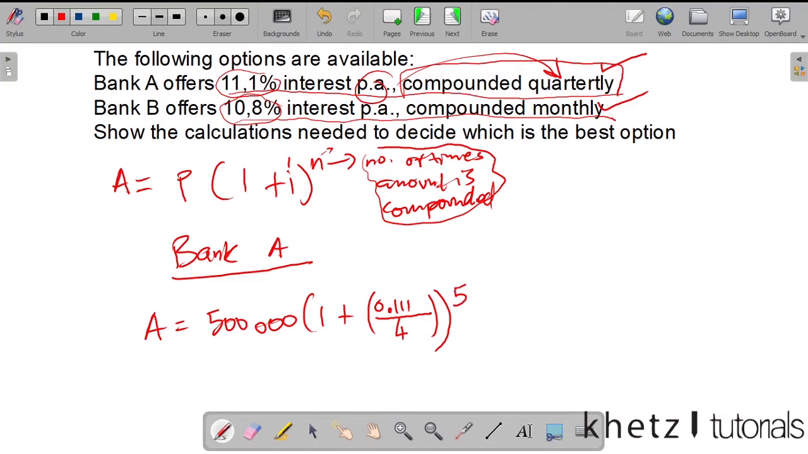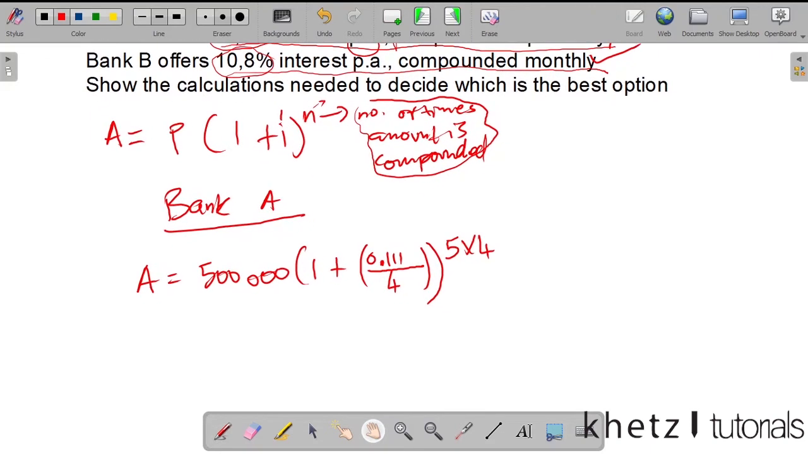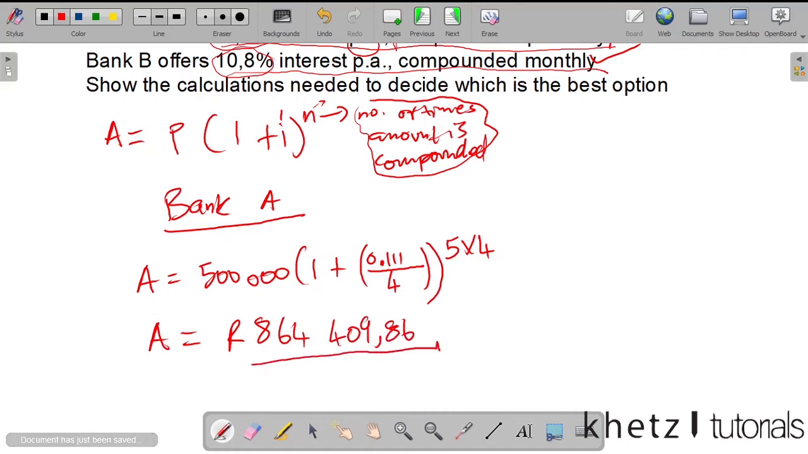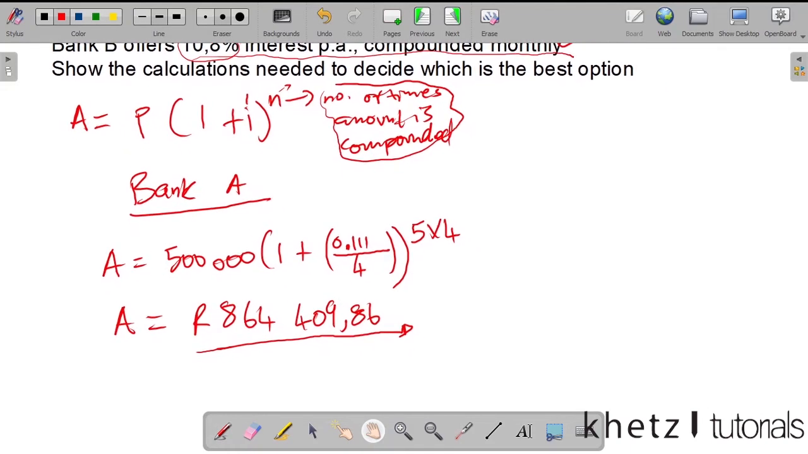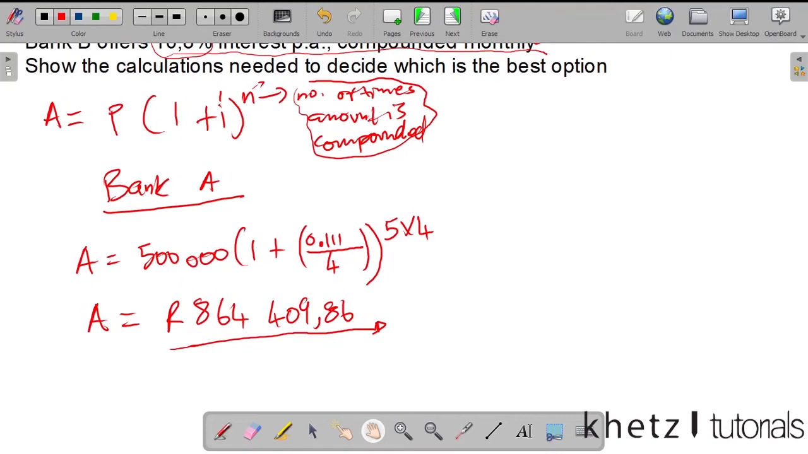In that 5 years, this is going to be compounded 4 times because you have 4 quarters in a year, so you multiply that by 4. That is what you basically have over there, and this computation is what the first bank is going to offer you. If you do that, you're going to get 864,409.86 cents. That is the value which bank A is going to give us, and we're going to move on to bank B.